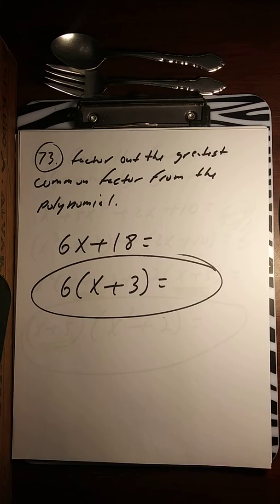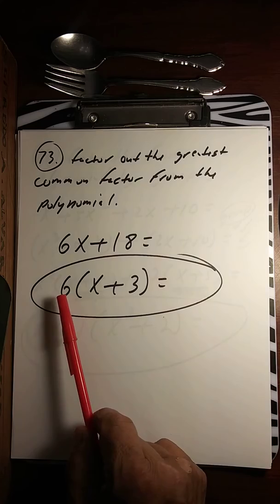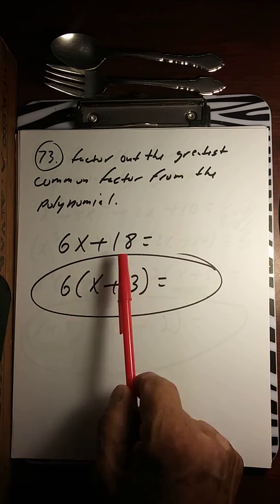Factor out the greatest common factor. So from there we can take a 6. 6 times that is 6x. 6 times 3 is 18. That's it. We're done.